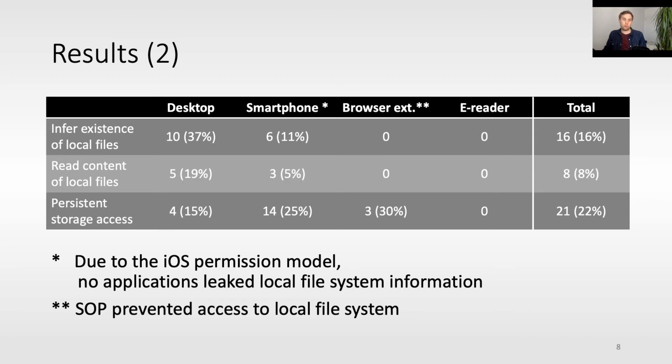Furthermore, for the browser extensions, the enforced same origin policy prevented access to local files. And also interesting, 21 reading systems provide the means for persistent storage between reading sessions, which can be leveraged to enable tracking.